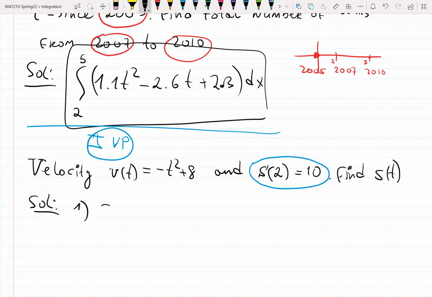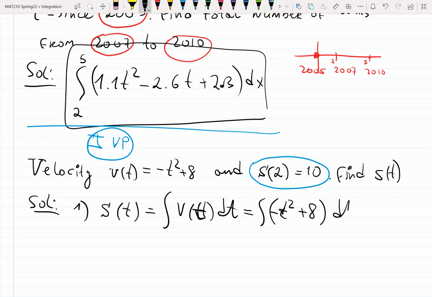S was found by differentiating. V was found by differentiating S. So you will integrate V of t dt with respect to t. Integral of minus t squared plus 8 dt equals minus t cubed over 3 plus 8t plus c.